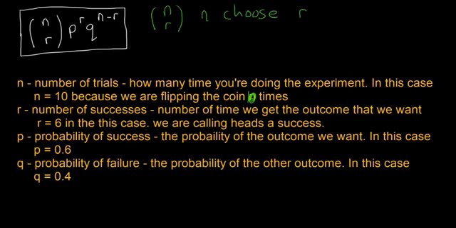Q then is the probability of failure, or the probability of whatever the other outcome is. So in this case it's the probability of a tails, so it's equal to 0.4. So that's what each of the different numbers or letters stand for in the formula. One thing I'll mention here quickly is that P plus Q is always equal to 1. So if they only give you P or only give you Q, you can figure out the other one just by using this formula here.